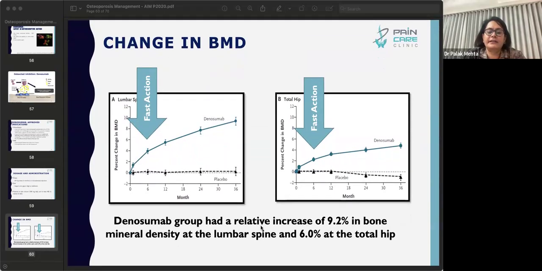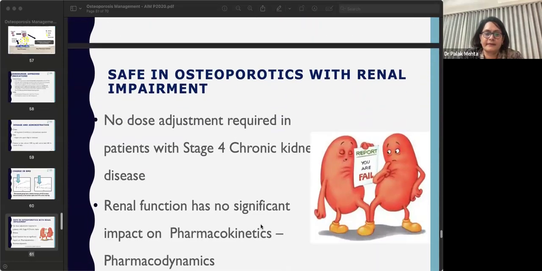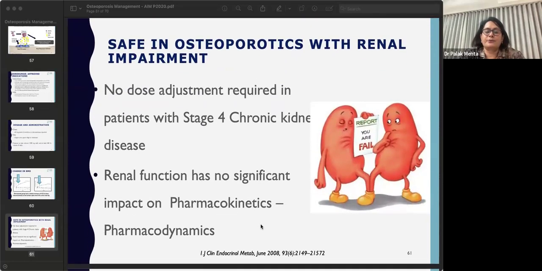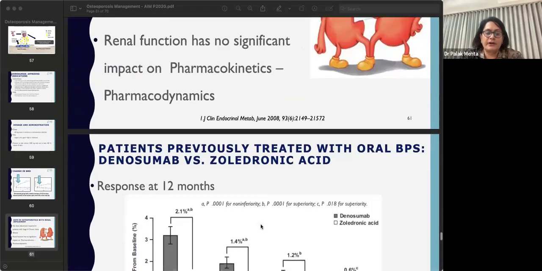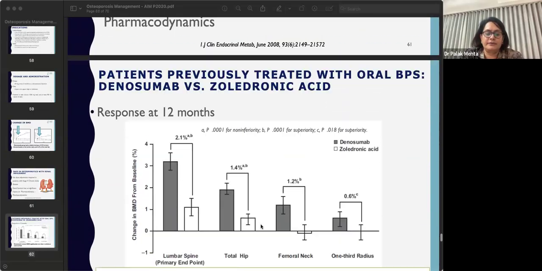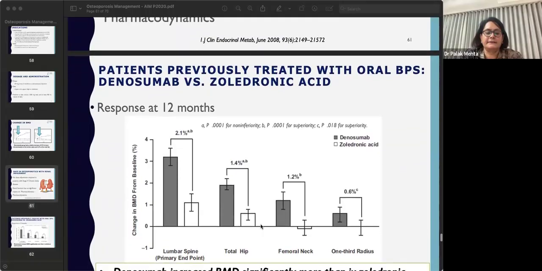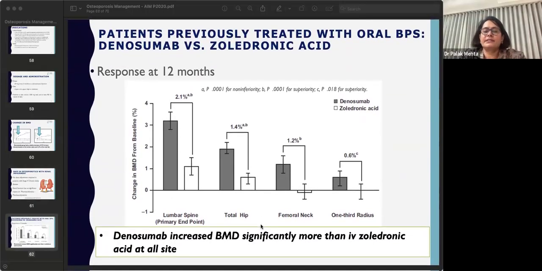Certain studies have demonstrated the denosumab group had a relative increase of 9.2% in the bone mineral density at the lumbar spine and 6% at the total hip. Next slide. It is safe in osteoporosis with renal impairment, no dose adjustment required with stage 4 kidney disease. Renal function has no significant impact on the pharmacokinetics. Next slide.